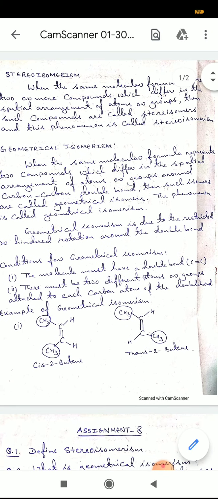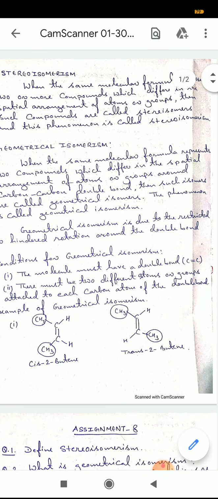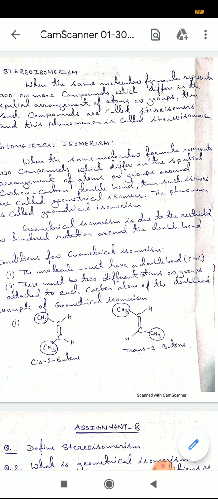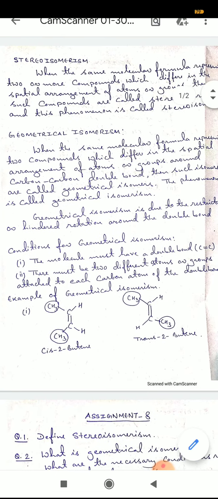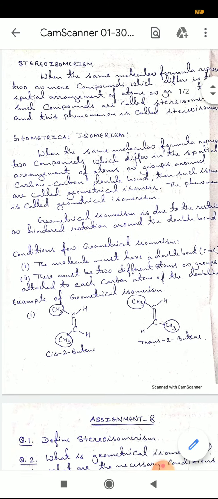So stereoisomerism means when the same molecular formula represents two or more compounds which differ in the spatial, that means space arrangement of atoms or groups, then such compounds are called stereoisomers, and the phenomenon is known as stereoisomerism. And again, this stereoisomerism has been classified into 2 types, as we know: geometrical and optical isomerism. So we'll first study geometrical isomerism.